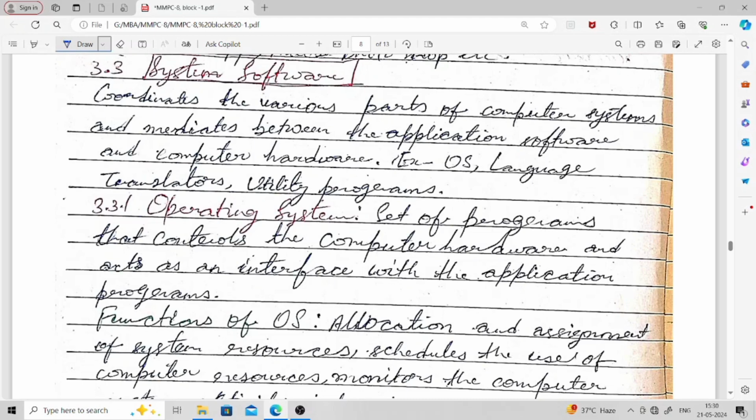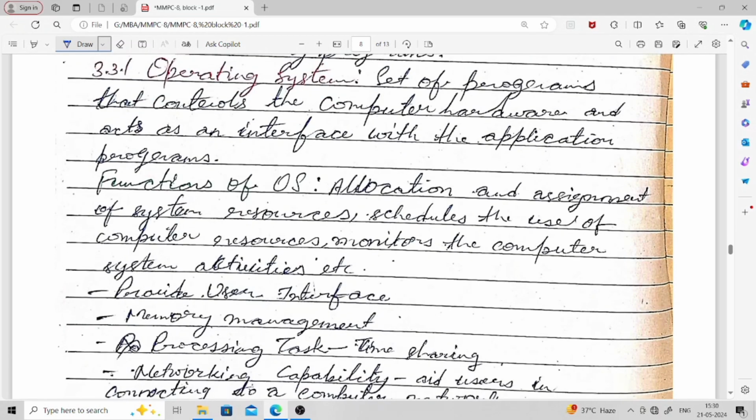For the example of system software, it was given operating system. So now here you have 3.3.1, that is operating system. What is this operating system? The operating system is a set of programs that controls the computer hardware and acts as an interface with the application program. It means the operating system controls the hardware of the computer system, and it acts as the interface between the computer hardware and the application programs.